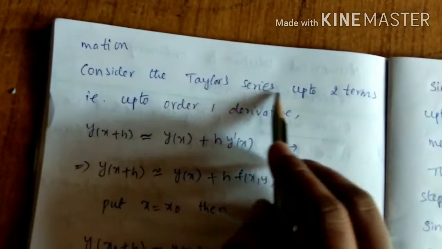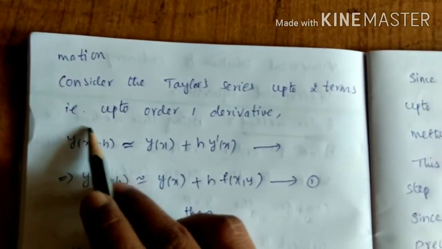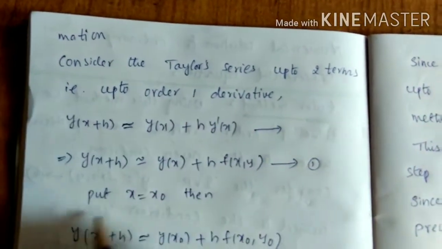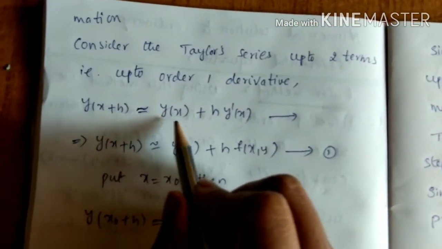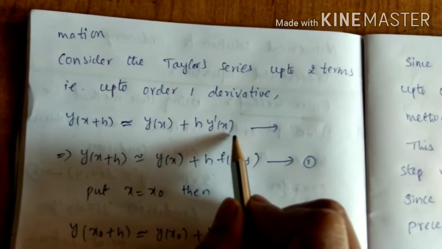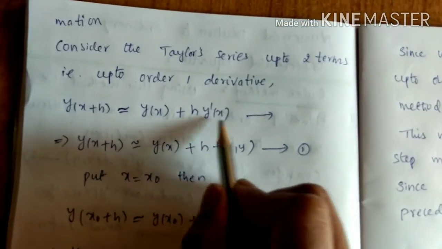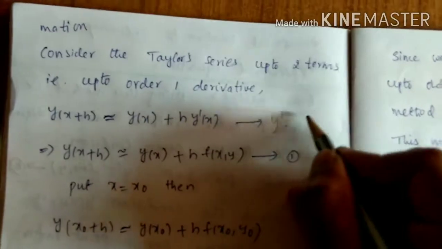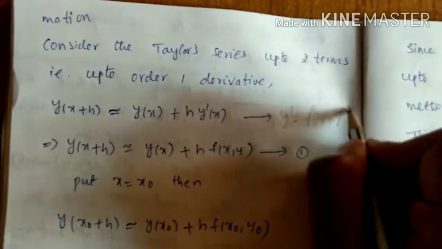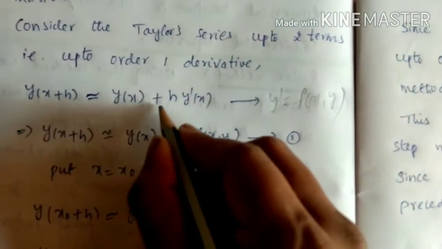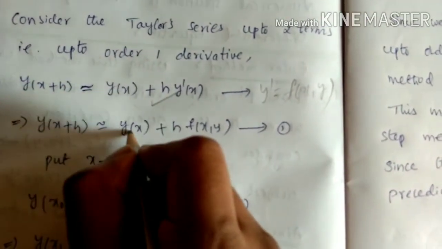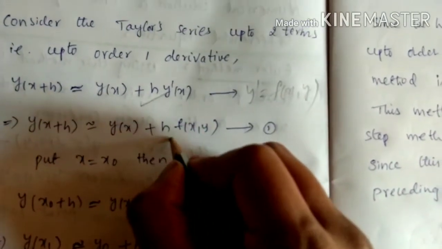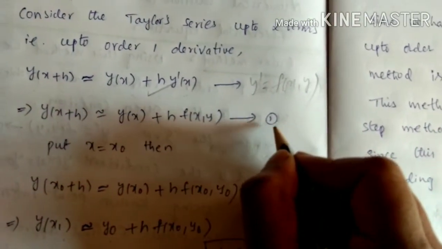In Euler method, we consider Taylor's series up to 2 terms, that is up to order 1 derivative, so that y of x plus h is approximately equal to y of x plus h y dash of x, as y dash equals f of x comma y from given IVP. The same can be written as y of x plus h is approximately close to y of x plus h into f of x comma y. Let us take it as 1.